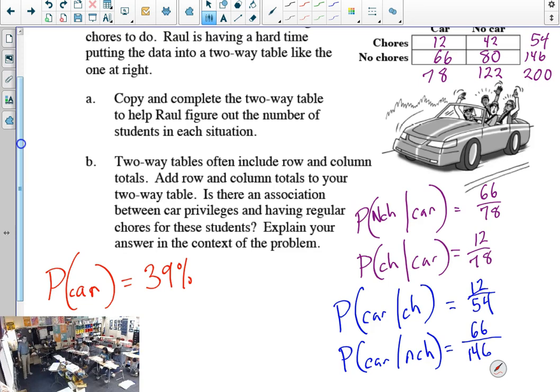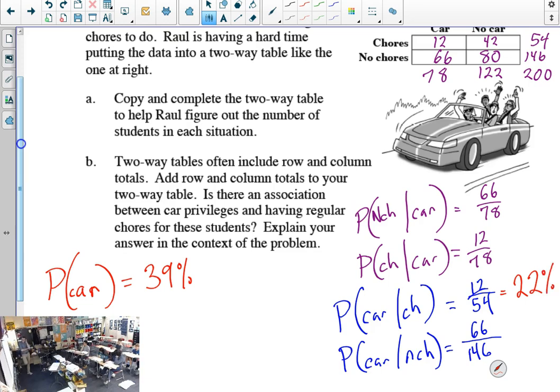What was the probability of having a car if you had chores? Car if you have chores. Well, that's like 22%. Or 2 nines. Well, we're looking at percent. But 2 nines would become 22%, so you're fine. 2 nines is more exact.